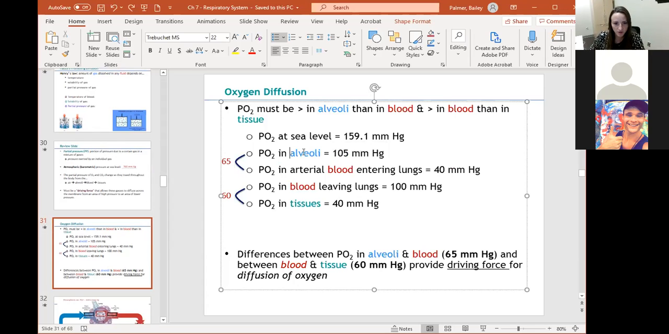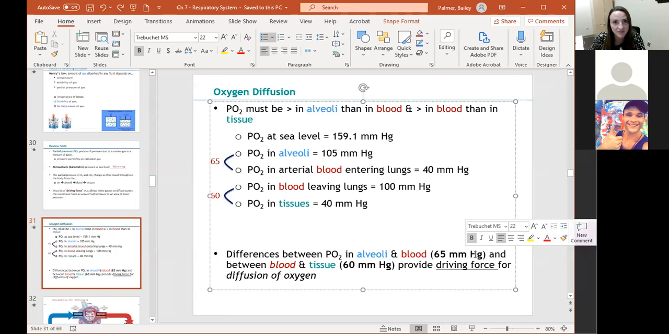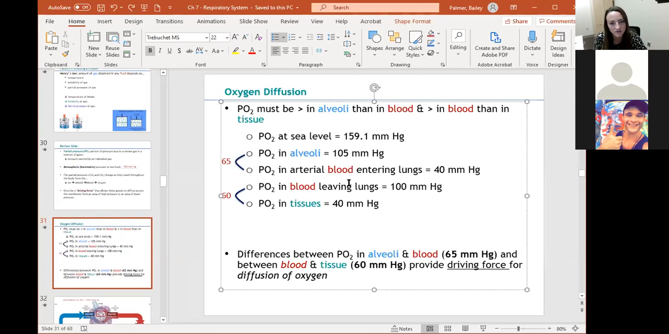And then here's the important part. We want to get the oxygen from the alveoli into the blood entering the lungs. So if it's entering the lungs, it means it's deoxygenated. If it's deoxygenated, we want to oxygenate it. How do we do that? We have to get the oxygen from the alveoli into the blood. There's a pressure that's going to push that oxygen into the blood, and that is 65 millimeters of mercury. That's just the pressure there. So it's the pressure that's going to push oxygen from the alveoli into the blood. So that's our gas diffusion.